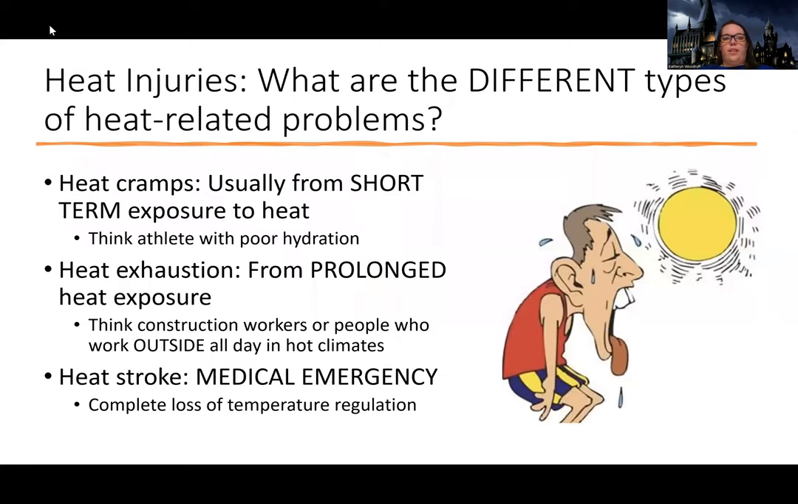So let's differentiate these. Like I said, the three types: cramps, exhaustion, and stroke. So heat cramps are usually from short-term exposure to heat. So think of someone who's running outside in the Texas heat and is not well hydrated. Usually with these patients, they've been outside for short periods of time and maybe had really intense exposure to heat.